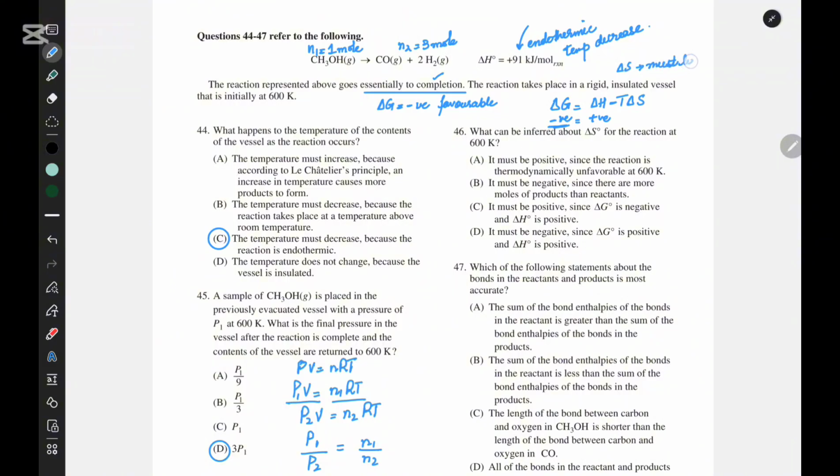Why must it be positive? Because as we know the reaction is favorable, we have already known this thing, and it must be positive for ΔG to become negative. So it is going to be C, which is saying it must be positive since ΔG is negative as the reaction is favorable and ΔH is positive.